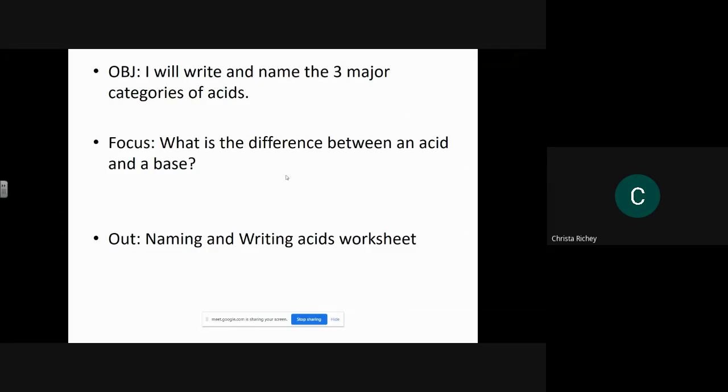I haven't popped this opener in yet, which is how I'm going to be taking attendance. And I know it says focus and it says OBJ instead of SWB, but that's just the way that I used to do it at my previous district.